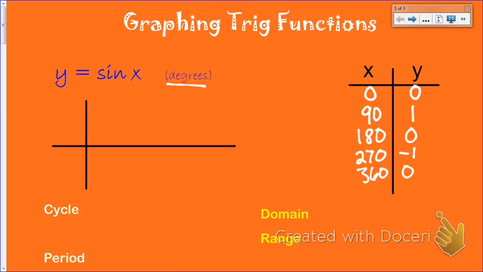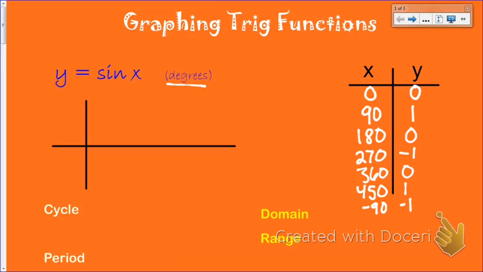Then I'm going to add a few more points. If I go another 90 degrees, to 450, 450 is coterminal to 90, so the sine of 450 degrees would be 1. If I went backwards, negative 90 is equivalent to 270, and the sine of 270 is negative 1. So that gives me just a few more points to plot.